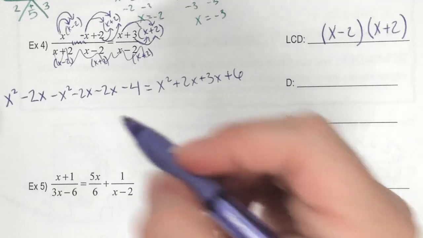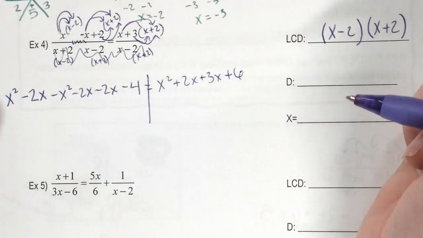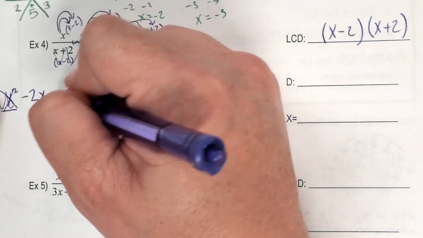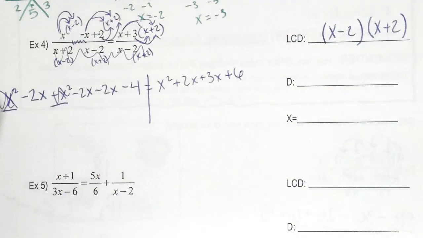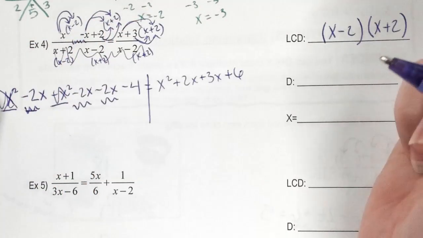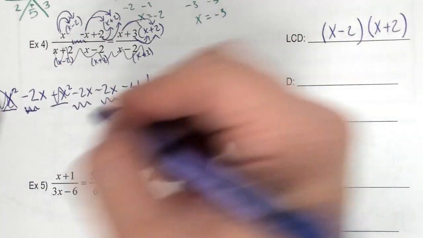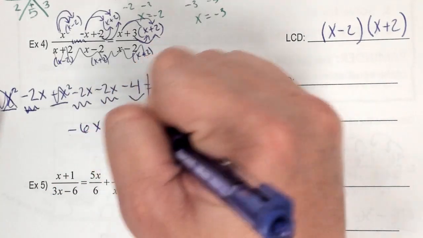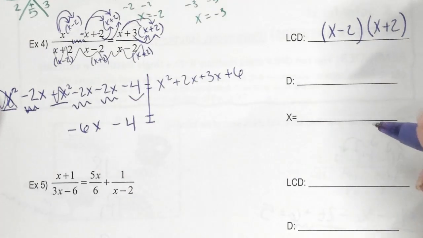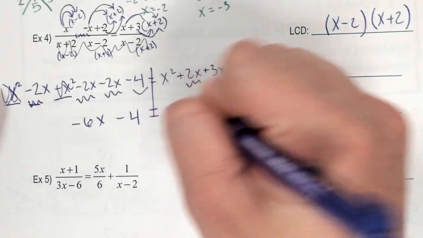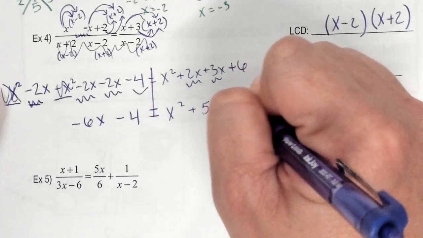Okay, so now looking at just the left side, what are my like terms? Yeah, what's x squared minus x squared though? Yeah, they cancel. Now what? Yeah, negative 2x minus 2x minus 2x is what? Negative 6x. Did the 4 have a like term? No. So I just bring down the minus 4. What are my like terms on the right side? Bring down my x squared plus 5x plus 6.